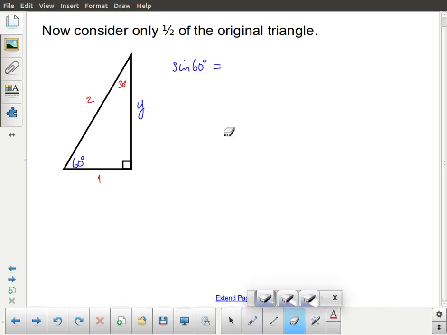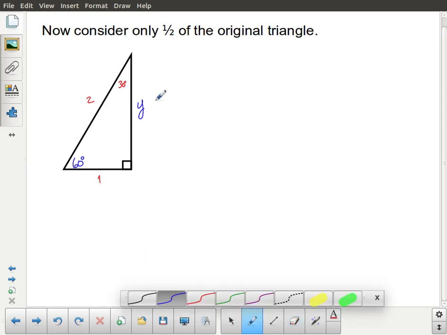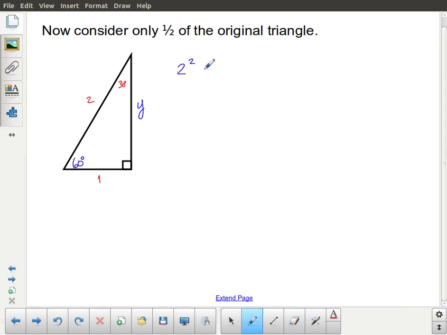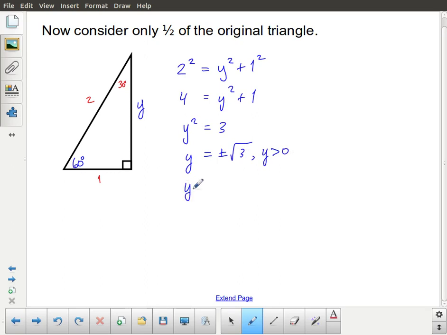Before I do that, I better figure out what y is equal to. So what's the relationship for y? The hypotenuse squared, which is 2 squared, is equal to y squared plus 1 squared. So that gives me 4 equals y squared plus 1. Y squared, of course, would then be equal to 3. Y is equal to plus or minus the square root of 3, but y is also a distance, so y must be greater than 0. So we end up with y equals the square root of 3.